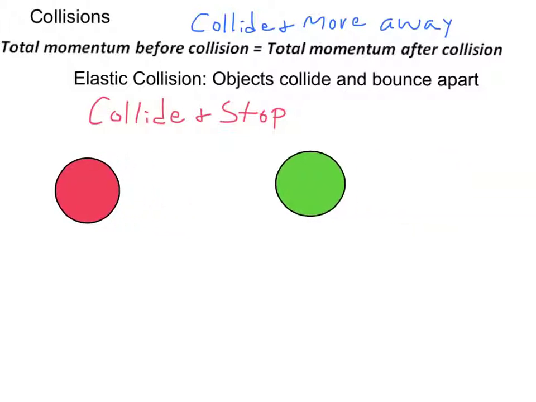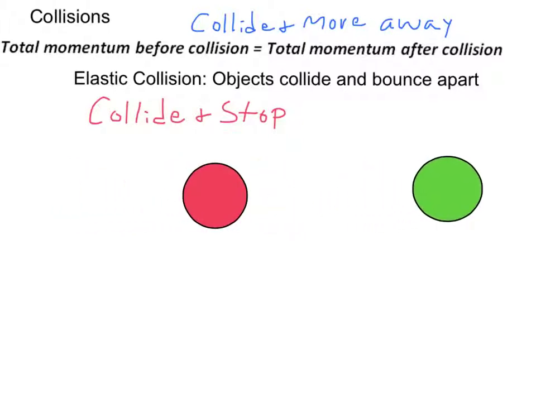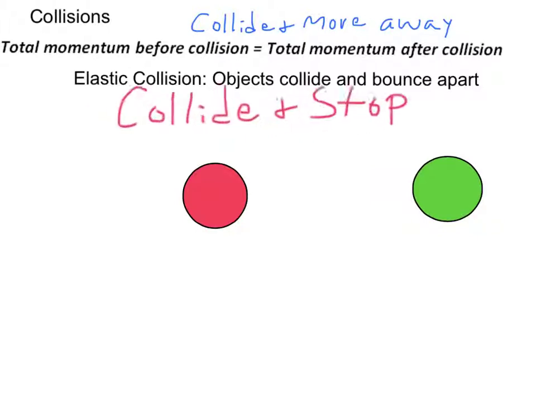However, if it's the opposite situation, if the green mass is greater than the red mass, then it's going to move away with lower velocity. So, because momentum is conserved, if the two objects have the same mass, the second object will move away with the same velocity as the first object. If the second object has a greater mass, it will move away with less velocity. If it has a smaller mass, it will move away with greater velocity. So that's the collide and stop type of elastic collision.